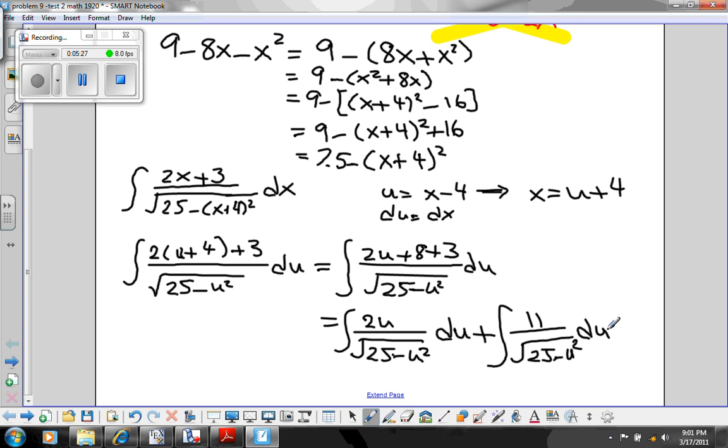Okay, and this one you do with a u sub, and this other one you just recognize that this is your sine inverse function. So I'm going to leave the rest of this for you to do because I don't think I can get more than this on this recording.